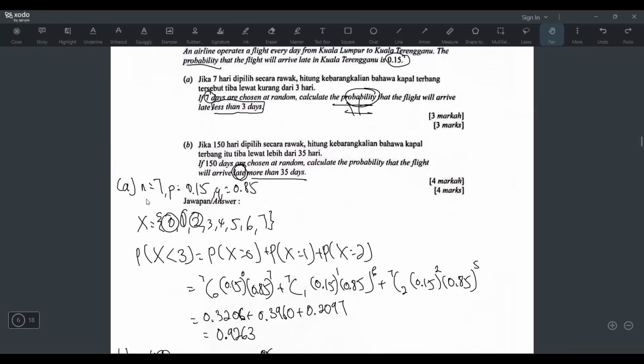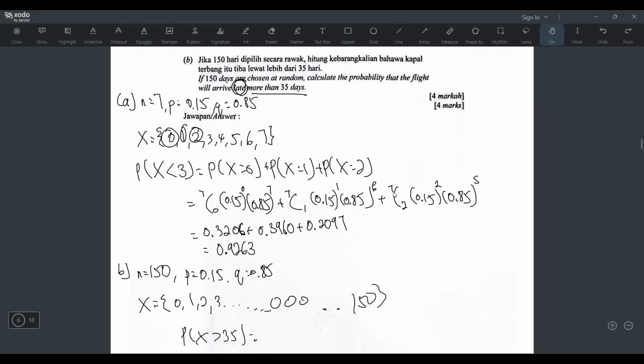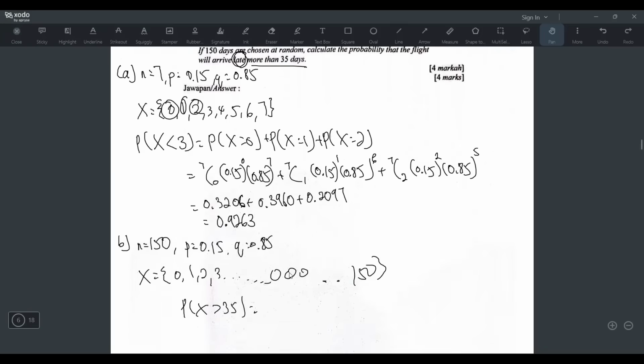Okay, A, I can do it because it's just 7 days and they ask for less than 3. So I just have to use the formula 3 times. But this one, I have to use the formula so many times. Like, 1 time, 2 times, 3 times, 4 times, 5 times, 6 times. Wow, I have to do more than 10 times. So maybe that's not the way they want me to do it, right?